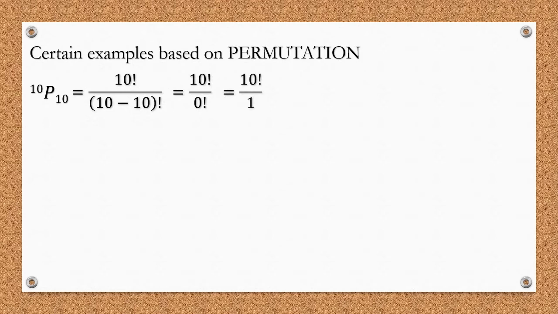So 0 factorial is 1. I just told you guys, remember? So 0 factorial is 1, that means it's just 10 factorial, and we have just calculated the value of 10 factorial as 36,28,800. So that is permutation. This is how we calculate.